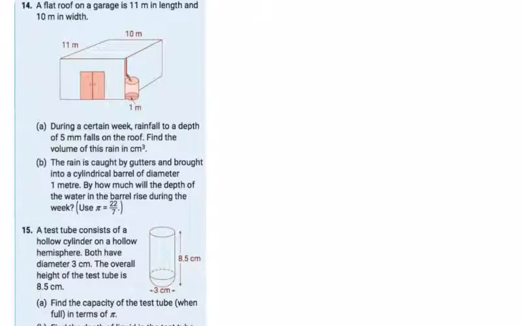So, more area and volume questions dealing with water. We have a flat roof on a garage, 11 meters by 10 meters. We have 5 millimeters of rainfall, so we better have a look at the units here. We have meters, millimeters and centimeters, so 3 different units mentioned. Find the volume of this rain in centimeters cubed.